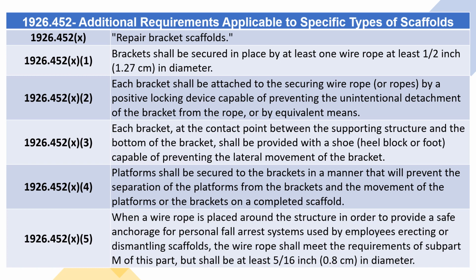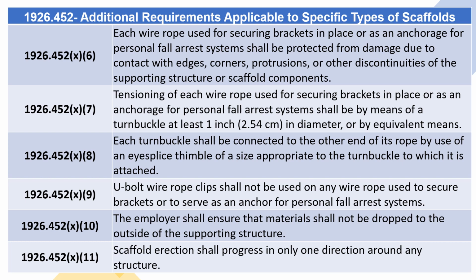1926.452(x)(5): When a wire rope is placed around the structure in order to provide a safe anchorage for personal fall arrest systems used by employees erecting or dismantling scaffolds, the wire rope shall meet the requirements of Subpart M of this part, but shall be at least 5/16 inch (0.8 centimeters) in diameter. 1926.452(x)(6): Each wire rope used for securing brackets in place or as an anchorage for personal fall arrest systems shall be protected from damage due to contact with edges, corners, protrusions, or other discontinuities of the supporting structure or scaffold components.